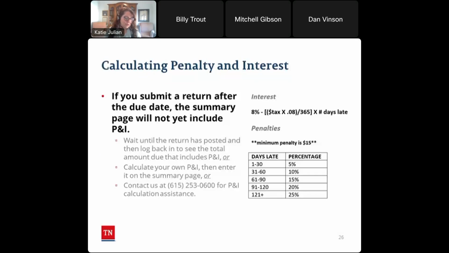If you have a late return, the system will not calculate penalty and interest in the moment you are submitting that late return. You've got a couple of options. You can either wait until the return is posted, so maybe overnight, or if it's over the weekend, log in on a Monday and see what your total is that includes penalty and interest. Or you can calculate your own penalty and interest, if you trust yourself as a mathematician there, and enter it on the summary page as you're submitting that late return. Or just contact us and we will help you with that.